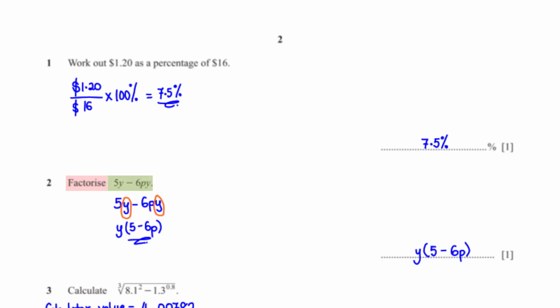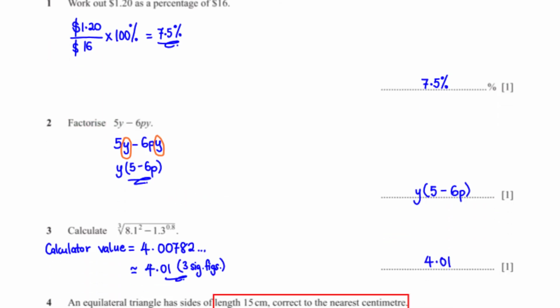Factorize 5y minus 6py. So the common factor here is y. And when we factor that out, we are left with 5 minus 6p. And so our final answer is y into brackets 5 minus 6p.